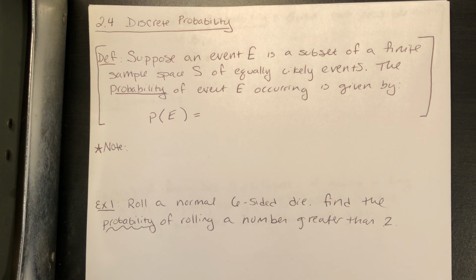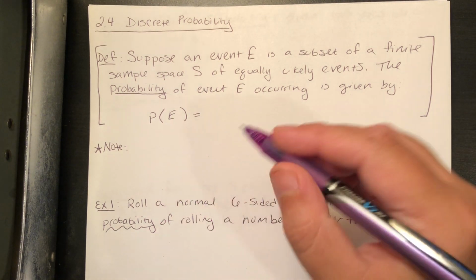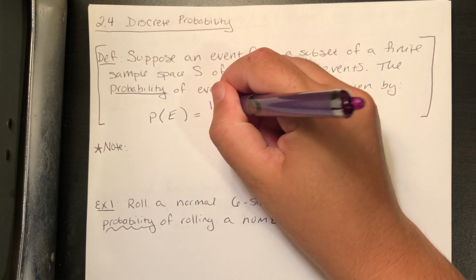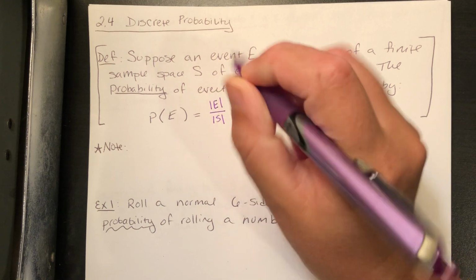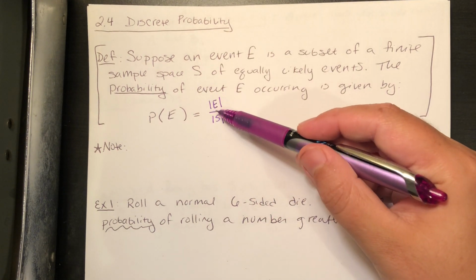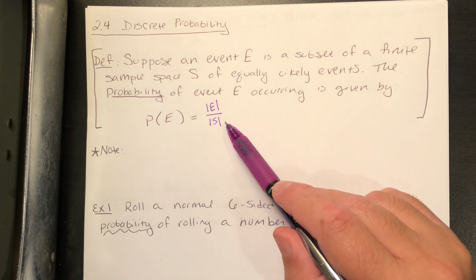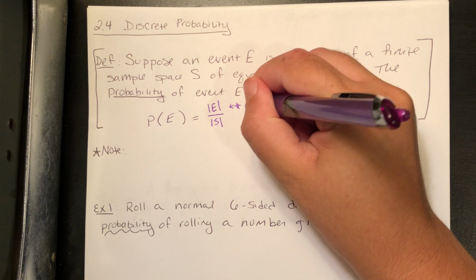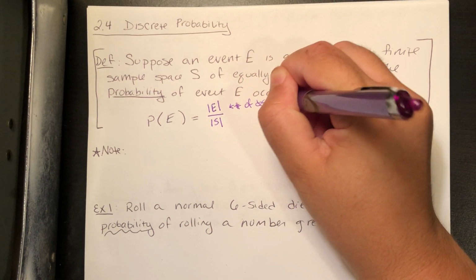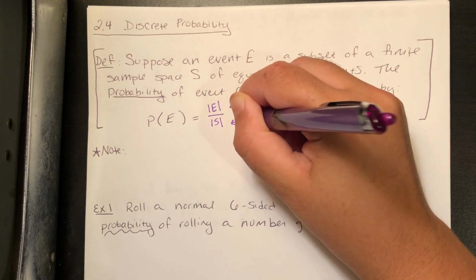The probability of an event E occurring is given by the following formula. We write P of E to mean the probability that event E occurs, and it's given by the formula the cardinality of E over the cardinality of S. Remember what these absolute value bars mean when we're talking about sets? It just means how many elements are in this set. So essentially what this number is, is the number of desirable outcomes divided by the total number of outcomes.